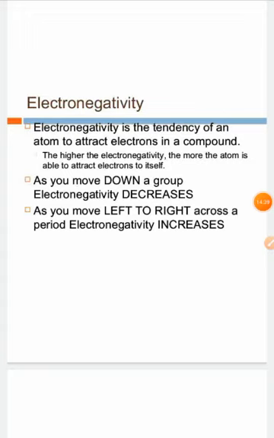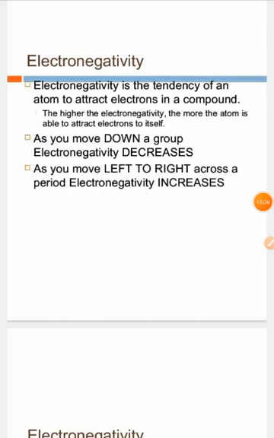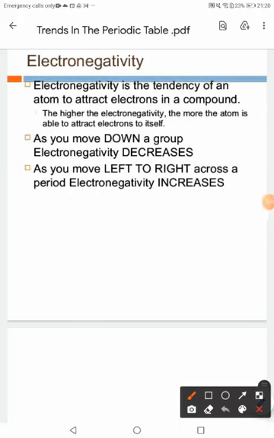The next property is electronegativity. Now electronegativity is the tendency of an atom to attract electrons in a compound. The higher the electronegativity, the more the atom is able to attract electrons to itself. Now as we move down a group, electronegativity decreases, and as you move left to right across a period, the electronegativity increases. Let us see why this happens.